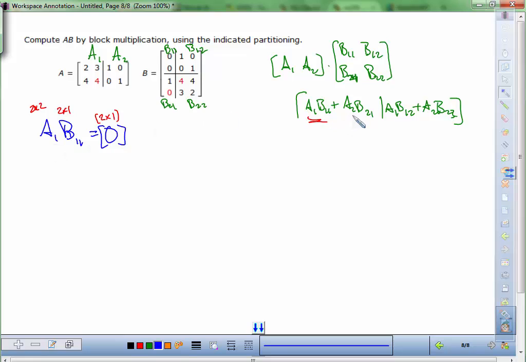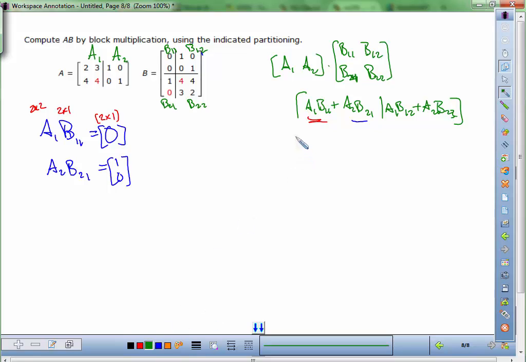Now A2 and B21. B21 is here, and A2 is an identity matrix. So what should this product be equal to? Just the 1, 0, right? Because A2 is an identity matrix, so identity times that is going to be that. So that's the second one.